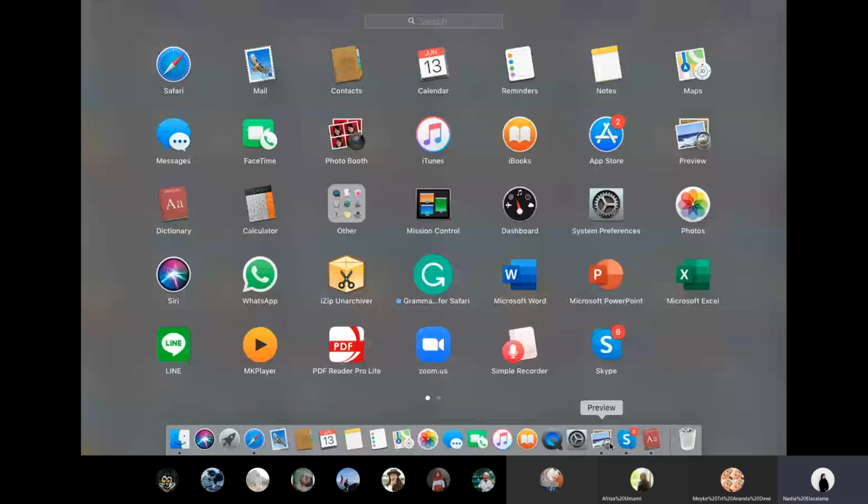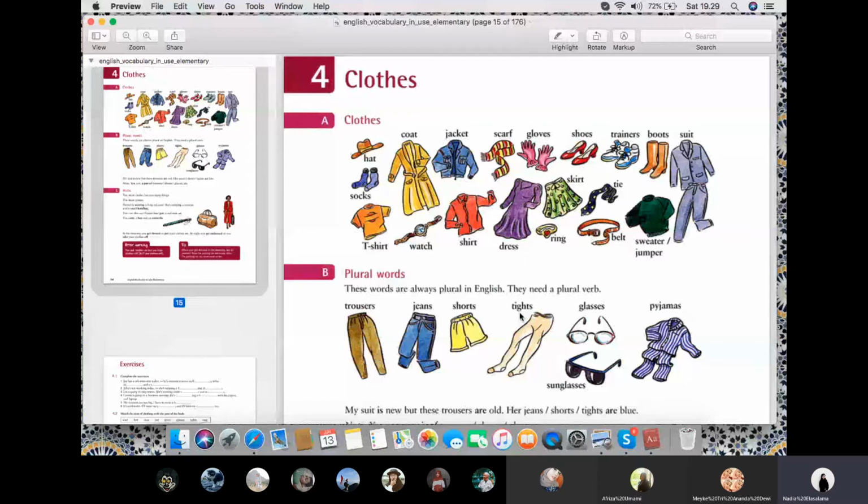So, do you still see my screen? I just want to check. Yes, please. Okay. So, there are some words from hat to jumper and suit. These are things that usually people wear in their daily life, and I believe that you have most of them. And we can start from the first one.